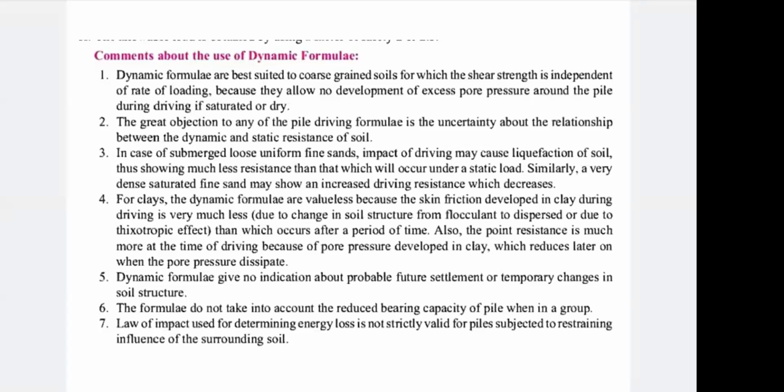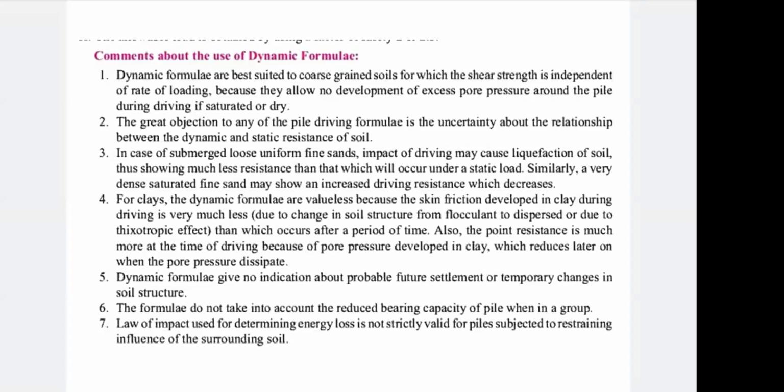Dynamic formulae give no indication about the probable future settlement or temporary changes in the soil structure. It is generally a temporary formula and does not give any future settlement. You only use it for load carrying capacity. It does not give the consolidation, or how much settlement will happen by putting your heavy structure on that soil. It does not give that particular parameter.